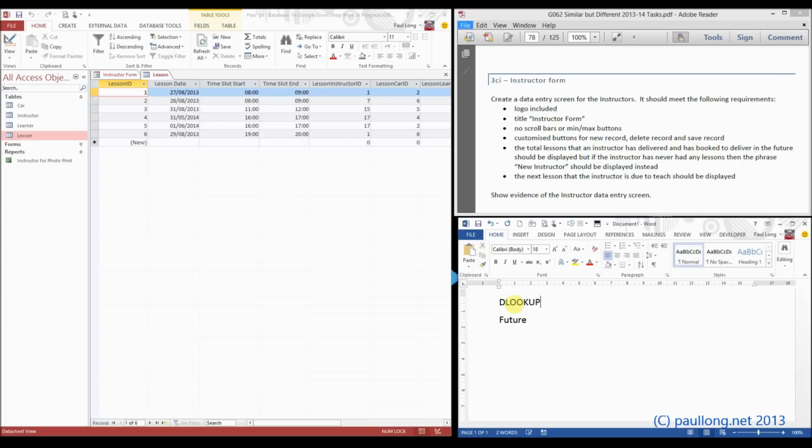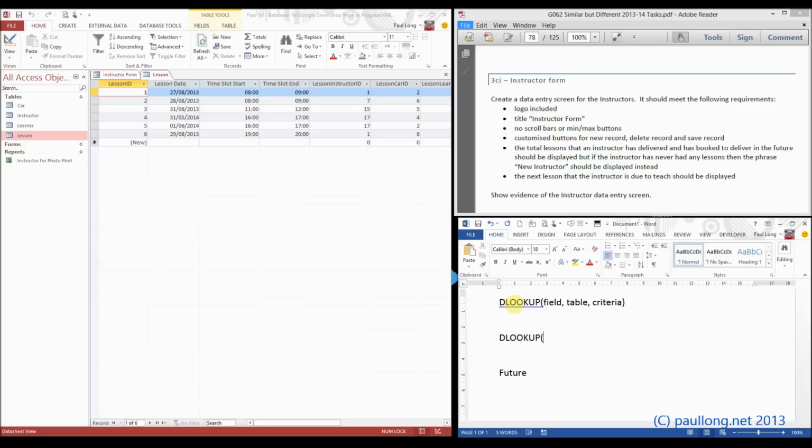Now, DLookup will look up a specific field and a value from that field. So you would look up the field in a table with certain criteria. So we want to find the date of the next lesson. So if we were to use a DLookup function, and just in case you're wondering, we're not actually going to use DLookup, we're going to use something different.